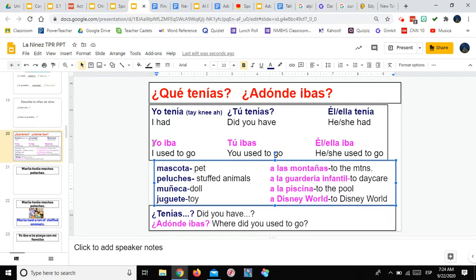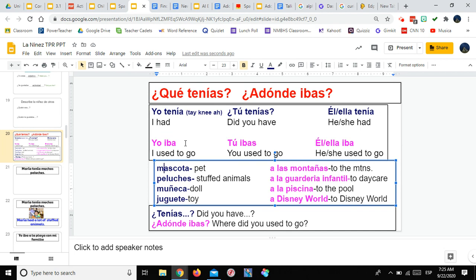All right, so the second thing we're going to learn today is yo iba. And that's I used to go. So these are places you used to go. And it gets confused sometimes with places that you went. All right, so these are places you used to go a lot as a kid. For example, I used to always come to Myrtle Beach. That was my vacation every summer. Yo iba a la playa. I always went to the beach, or I always used to go to the beach. So because I went there every summer, I would use yo iba a la playa. I used to go to the beach.